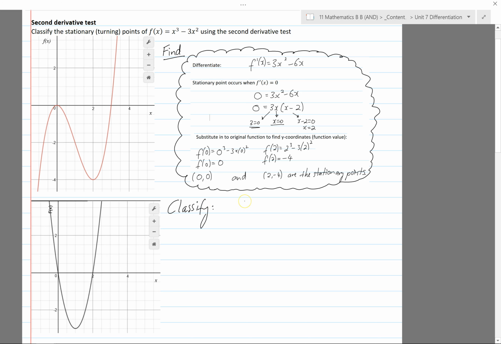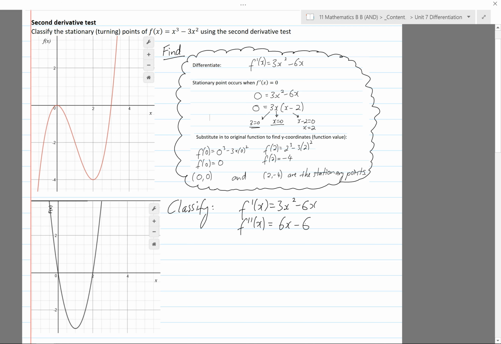Okay, second derivative means I need to differentiate again. I've got a derivative currently. I need to differentiate it again. So f dash dash of x means differentiate the derivative again. Just using the differentiation rule, end up with 6x minus 6.